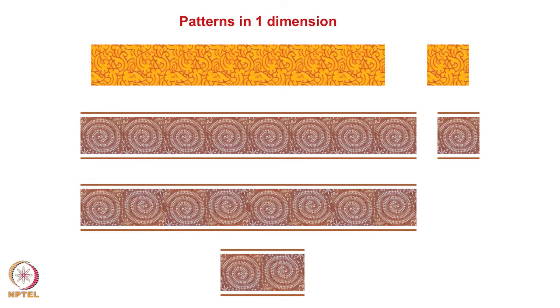Let us start with a 1 dimensional one. I have taken some pattern. Looking at this pattern, can you tell if there is any periodicity in this? What is the sort of periodicity which you see? It is a linear one. So this is a particular type of motif which gets repeated.